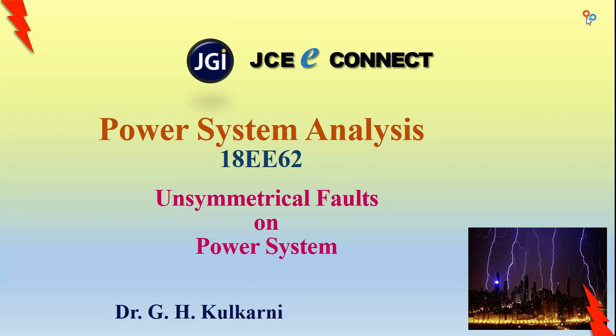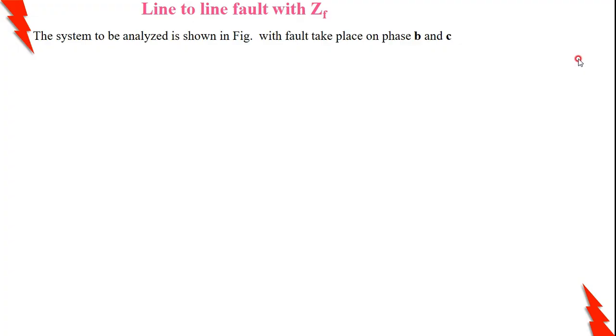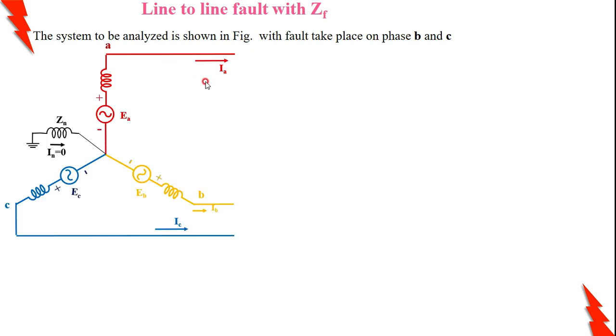In this session, we'll analyze line-to-line fault with a fault impedance. Once again, I'm considering an unloaded generator on which the line-to-line fault occurs with a fault impedance of ZF. That is, the system to be analyzed is what I'm showing here: an unloaded generator with the fault that takes place on phase B and C with a fault impedance that you can see here, ZF.